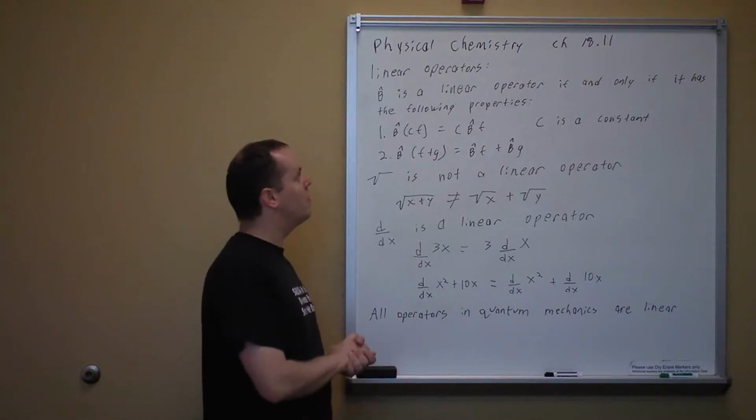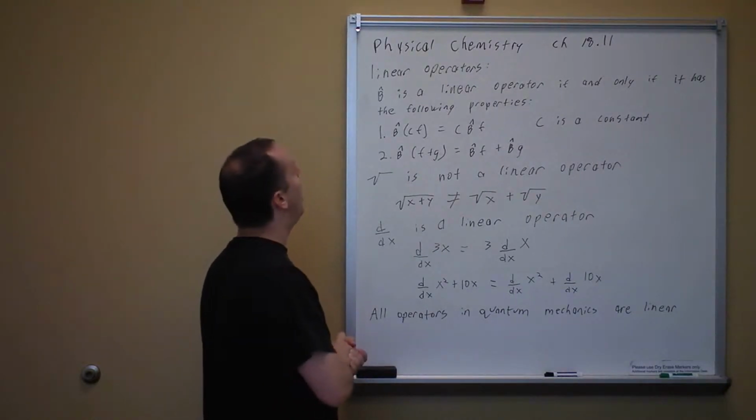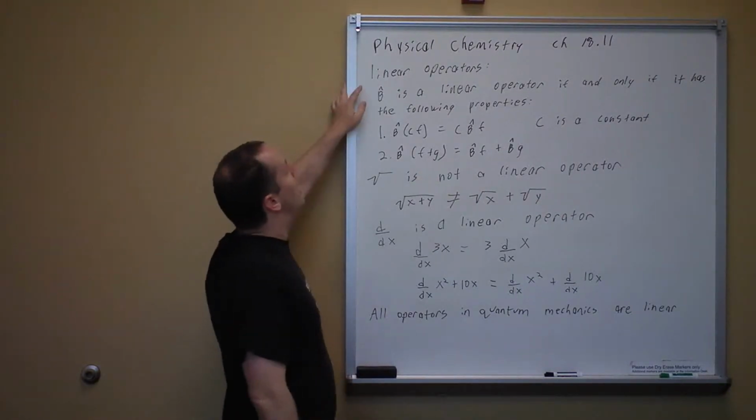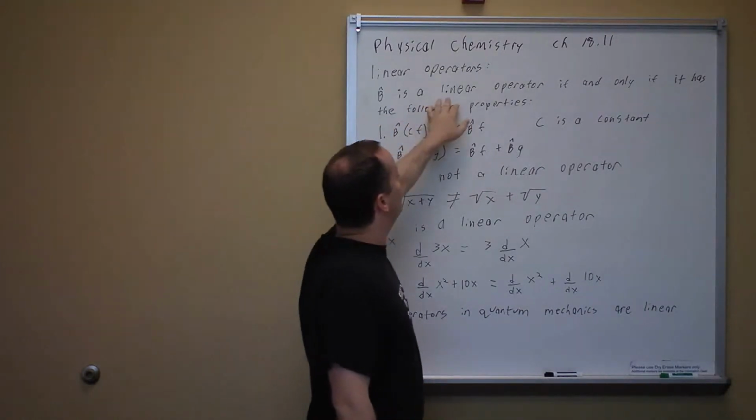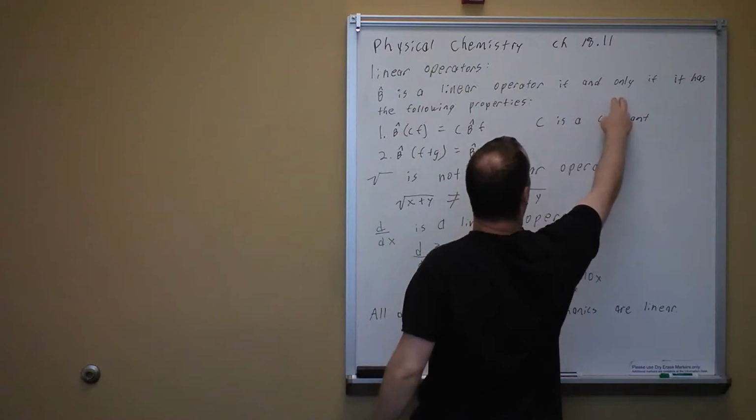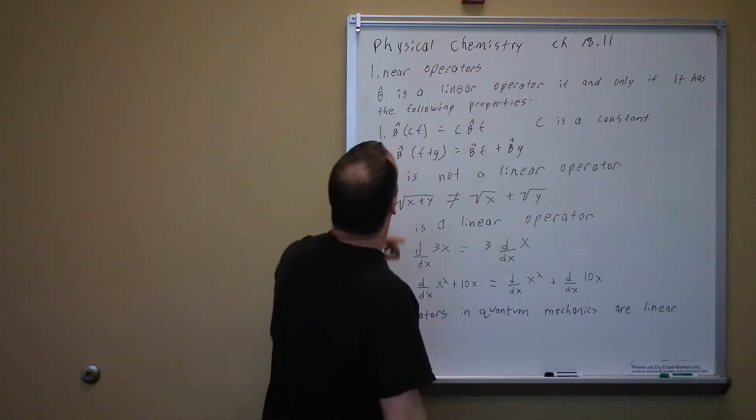Okay, continue on physical chemistry, chapter 18, section 11. We're talking about operators. We just defined operators. Now we're going to talk about linear operators. We say that B hat is a linear operator if and only if it has these two properties.